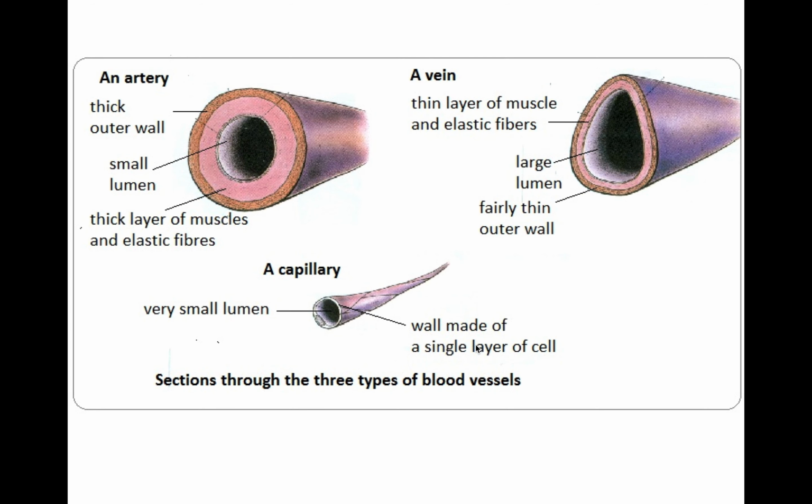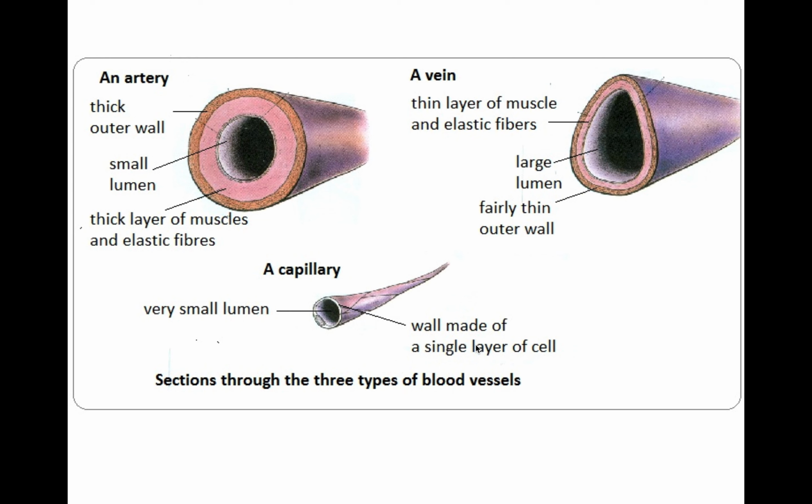So here we have some blood vessels, an artery, a vein and a capillary. The artery, you'll notice, has a thick wall and a small lumen. Lumen just means the hole within a tube, so the bit in the middle of a tube. The artery has a small lumen and a thick outer wall made up of muscles and elastic fibres. As the blood within the artery has left the heart, it's under high pressure. So this needs to have this stretch and this thick wall in order to prevent the blood bursting out.